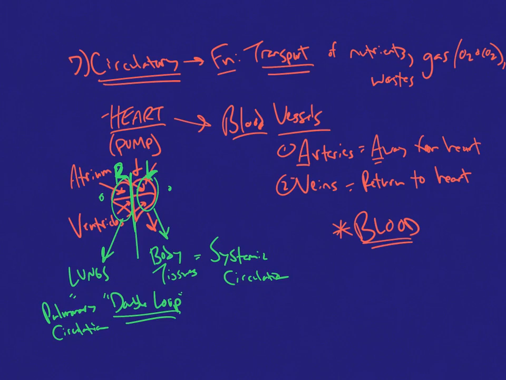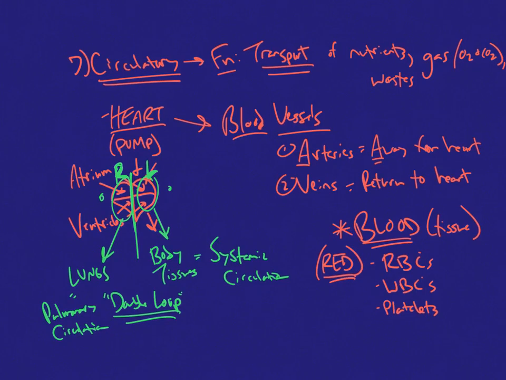And your blood is a tissue made up of different types of cells, right? You got red blood cells, you got white blood cells, you've got other things in there called platelets. And just so you guys know, to try to dispel an old wives' tale, your blood is always red, okay? It is red because of the iron that's found in hemoglobin, which is a protein that's in your blood.